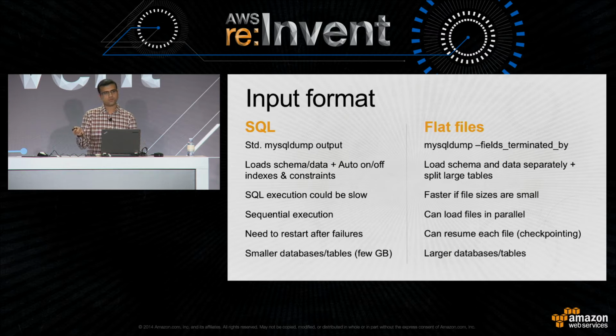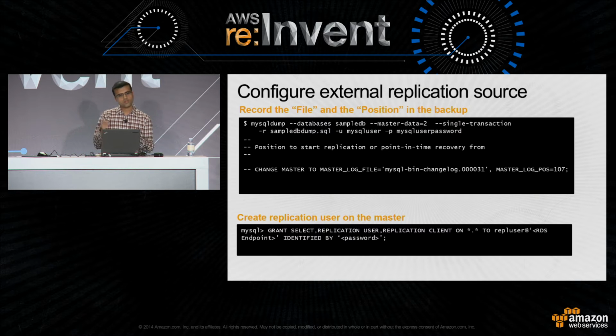And the flat file approach is definitely something that you might want to consider for large databases. So once you're done with the initial load process, as we discussed, you would want to set replication from your master instance to an RDS instance. To set that up, you need to know exactly what binary log coordinates you need to use so that MySQL can start replication from that point onwards.